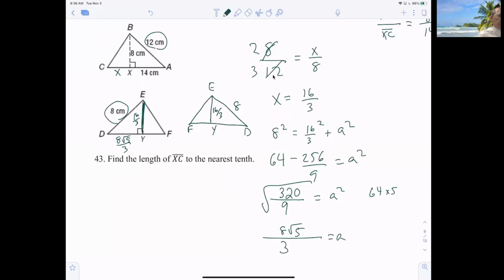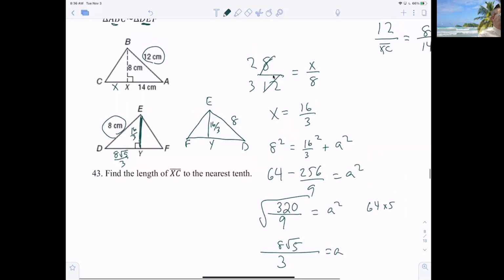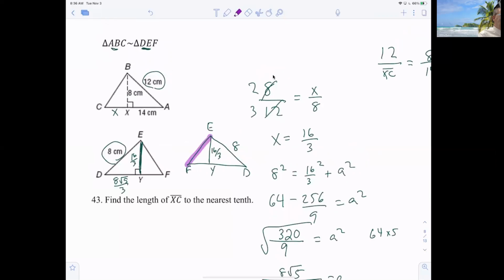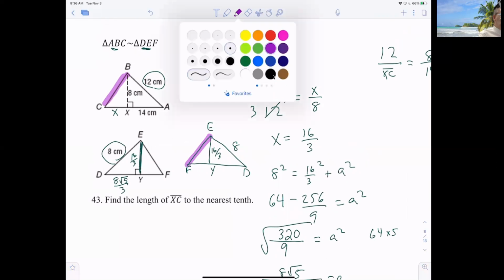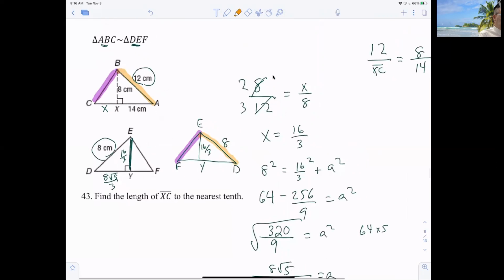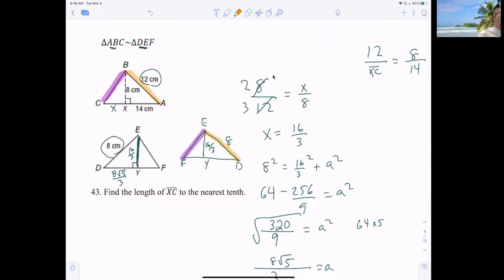I forgot that it was flipped over. So now we can see the correspondence better, right? EF goes to BC, then this part goes to this part. And all right, does everybody see that now? So we are looking for XC, which corresponds.